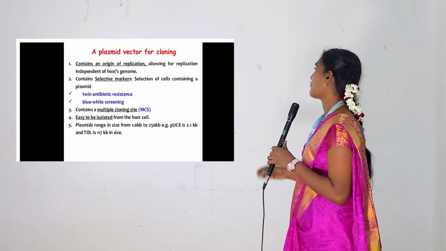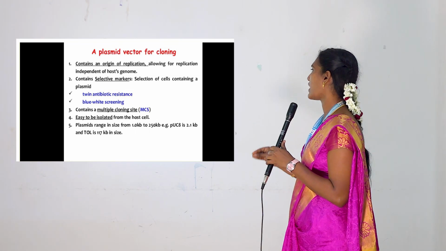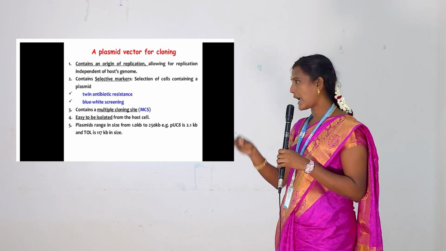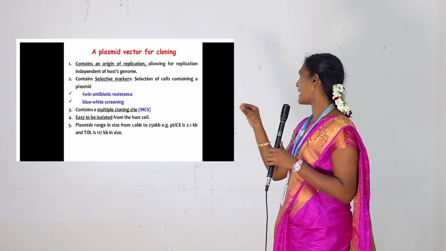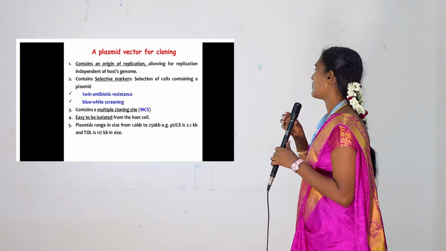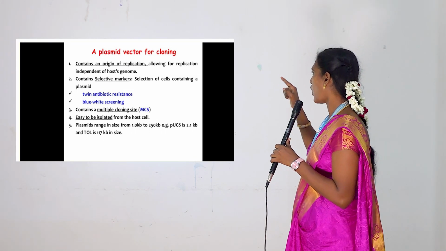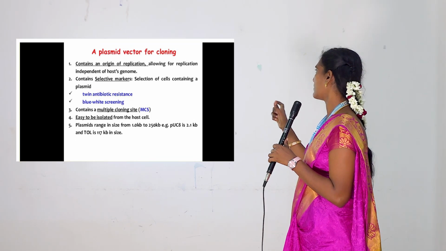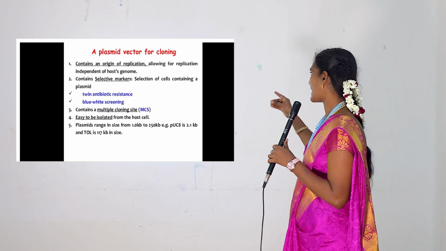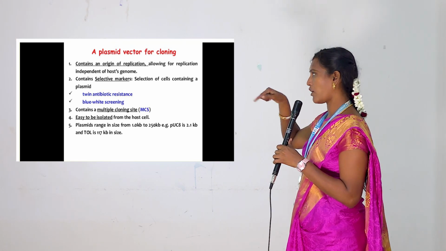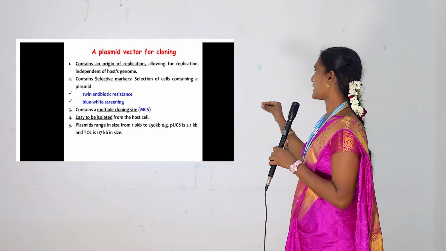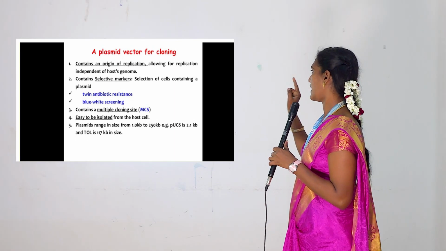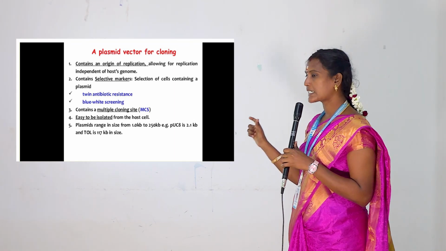Next one is features of plasmid vector. What are the important features present inside the plasmid? For that purpose, we are using it as a vector. First one is it contains an origin of replication, which allows replication of the gene of interest independently of the host's genome. Next one is it contains selectable markers.